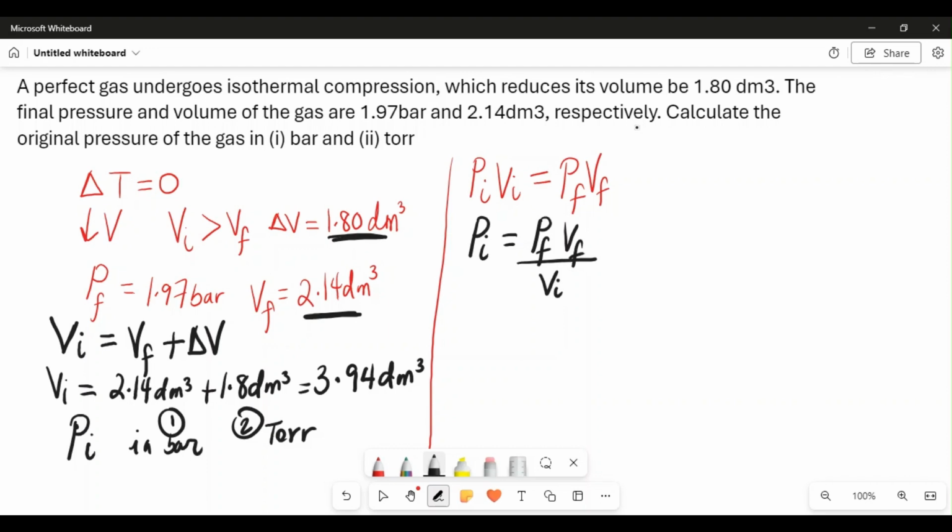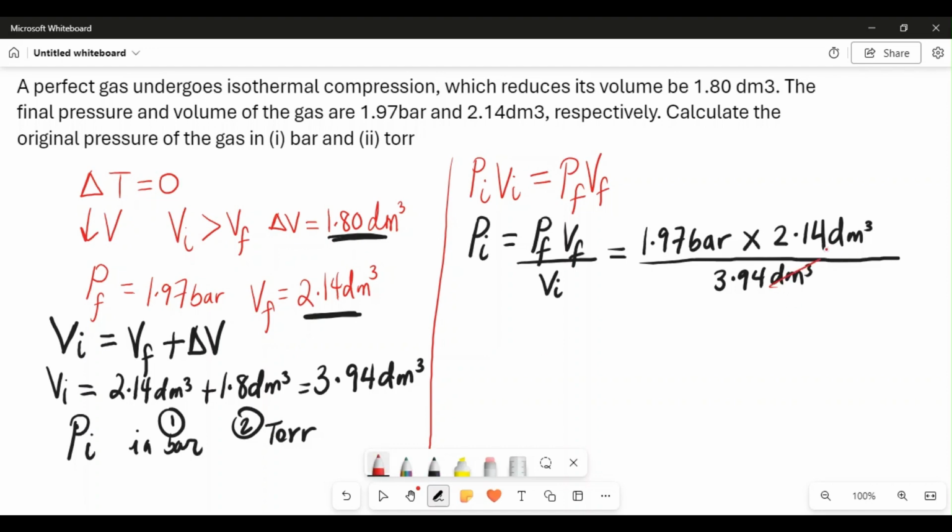So that's going to be P final, we know that to be 1.97 bar, times V final to be 2.14 dm cubed, and our V initial to be 3.94 dm cubed. We can go on to cancel out the units and then input all of this information in the calculator, where P initial is going to be 1.97 times 2.14 divided by 3.94, and then you have a bar right here. So you input this information in the calculator to get 1.07 bar. So that is it.